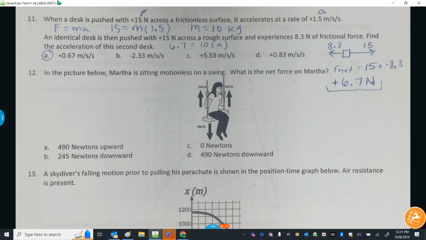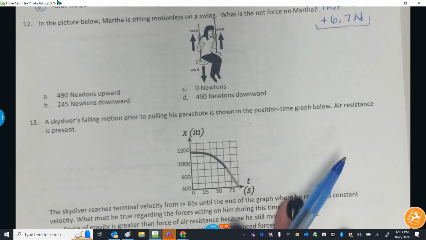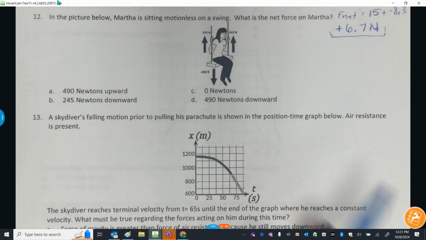Okay, let's see. Number 12. Number 12 looks like y'all did pretty good on it. 83% of people got it right. So let's take a look because most of y'all got this. It's about Martha sitting on a swing. And it says, in the picture below, Martha is sitting motionless on a swing. What is the net force on Martha?